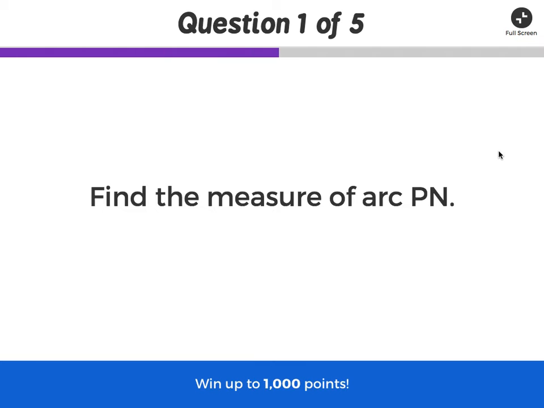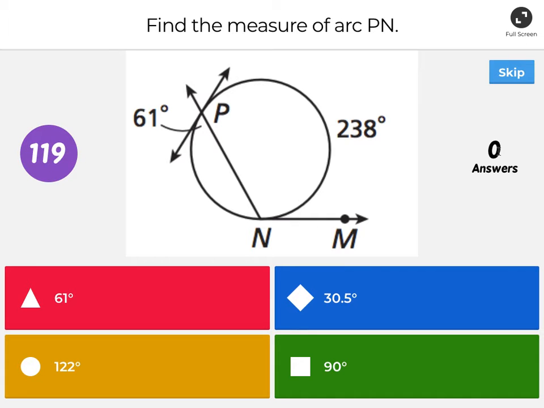All right. Find the measure of arc PN. Oh wait, I wasn't paying attention. Find the measure of arc PN. So this angle is 61. So what's that arc?